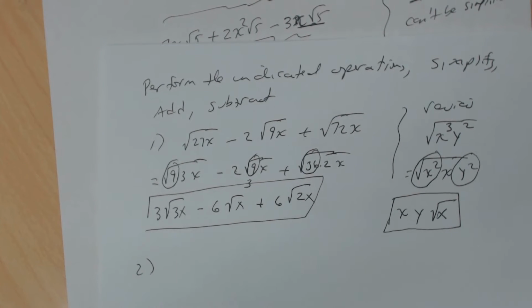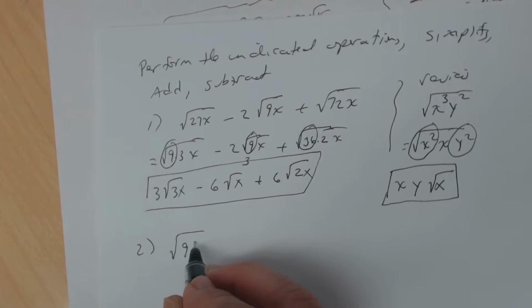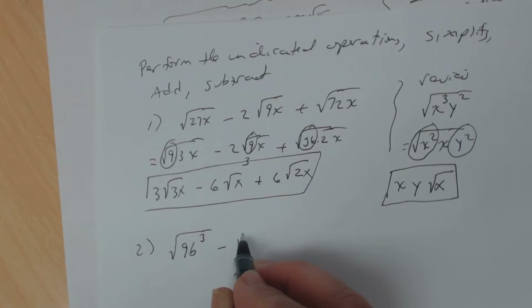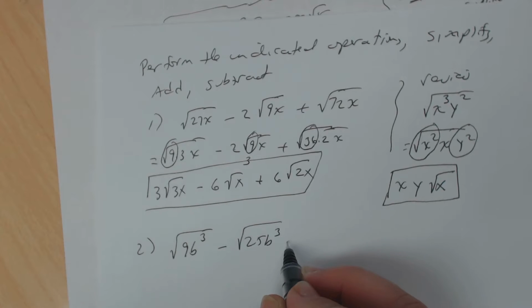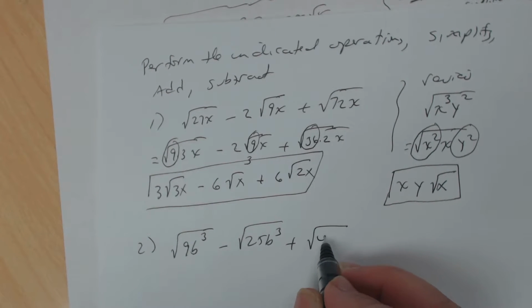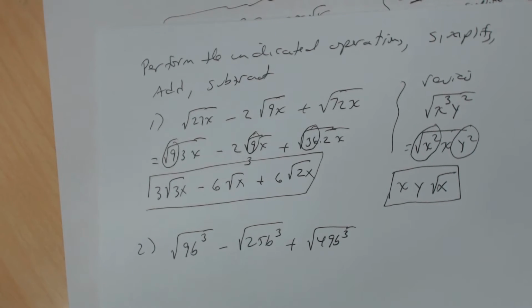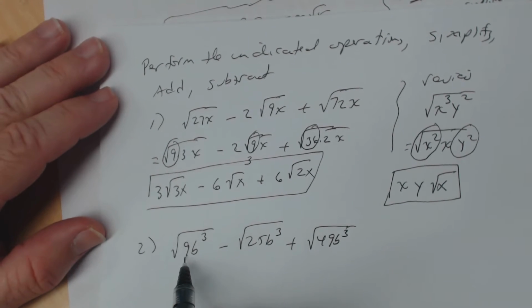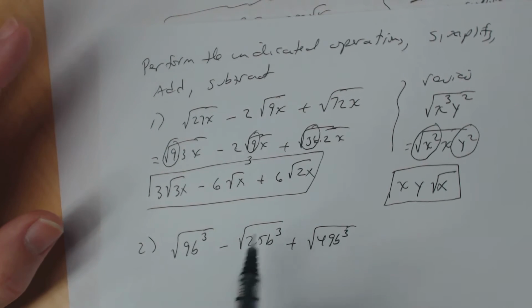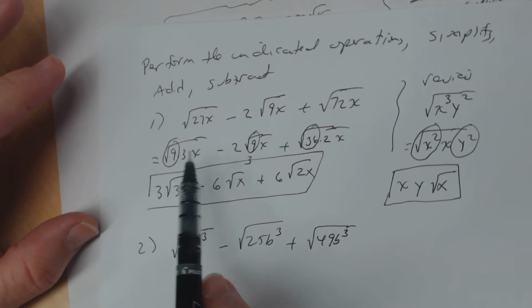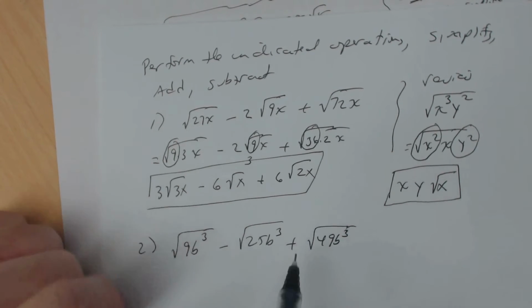Okay, number 2. You have the square root of 9b cubed minus the square root of 25b cubed plus the square root of 49b cubed. Alright, so 9's a perfect square, 25's a perfect square, 49's a perfect square, so those are the good ones. I don't have to do anything like I did with 27 and 72.